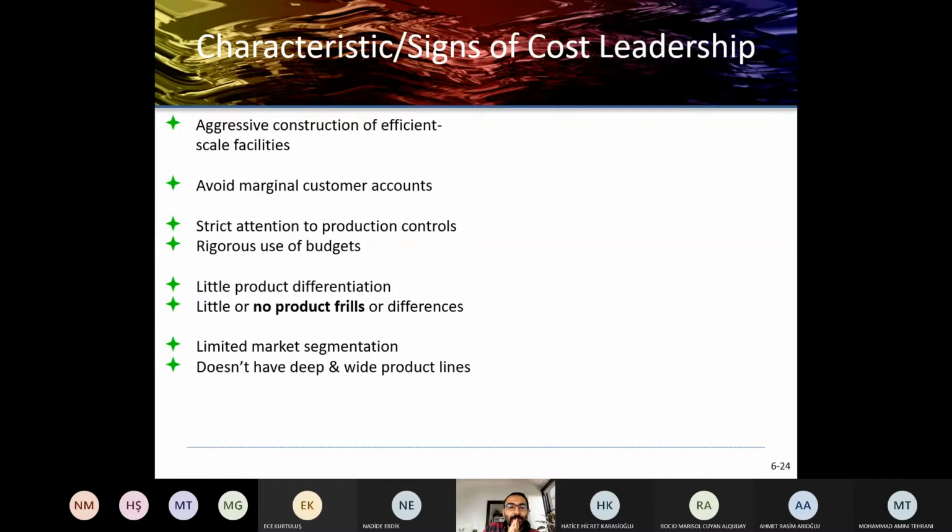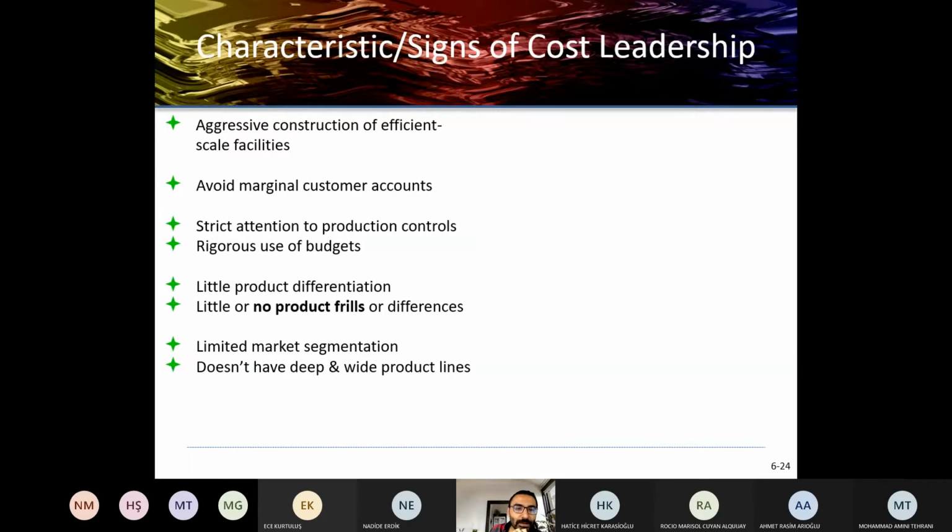Okay. And also they want to avoid marginal customer accounts. What do we mean by marginal? Some customers maybe require very specialized products, and serving them could add some additional costs, right? By avoiding this, you focus on the regular market. You produce standardized products, so you don't need to change every part of it, right? So you can protect your costs and you can decrease your costs.